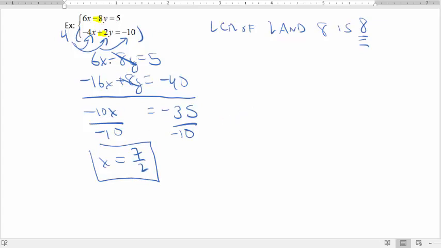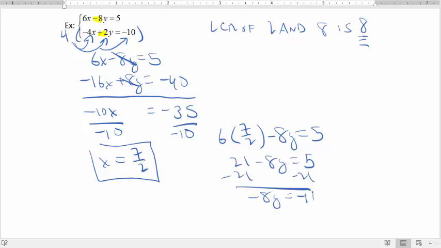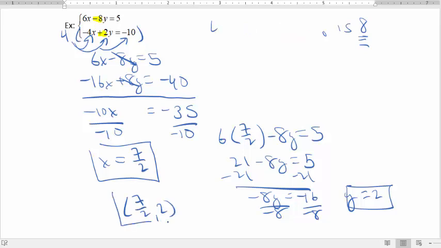And now you'll take this and replace it for x in either equation. I'll use the top one again. So 6 times 7 over 2, this is going to be 21. And then I'll subtract 21, and then I'll divide by negative 8. So y is going to be 2. So in this case, my solution is 7 over 2, 2. And again, I'll take solutions like this, just separated like this, x equals 7 over 2, y equals 2, as long as it's clear that they're both solutions. Or if you wish, you can write it as an ordered pair.